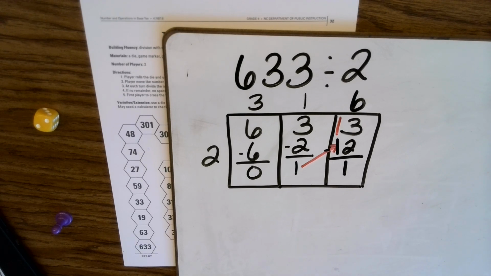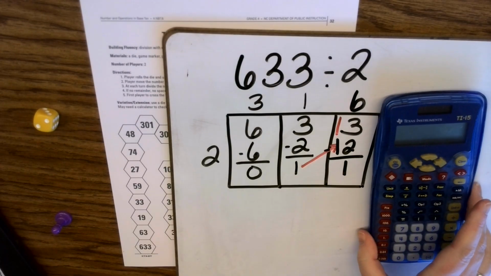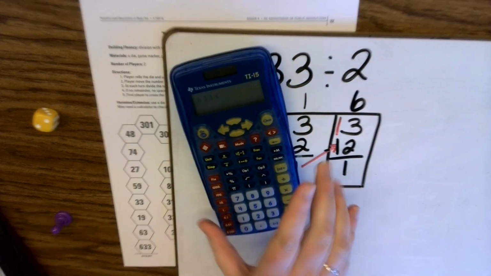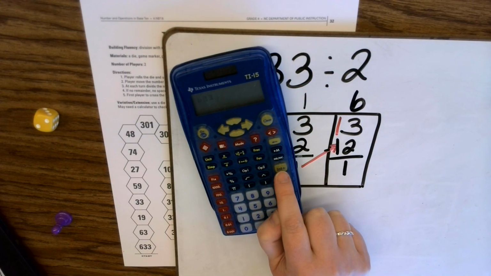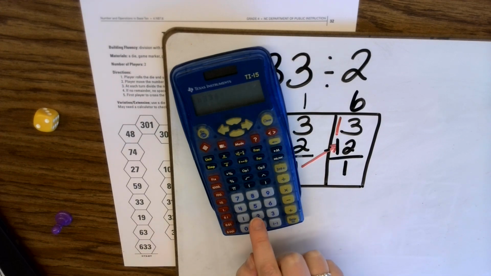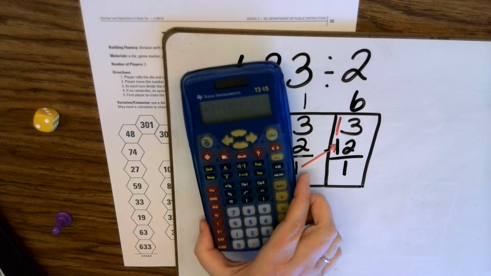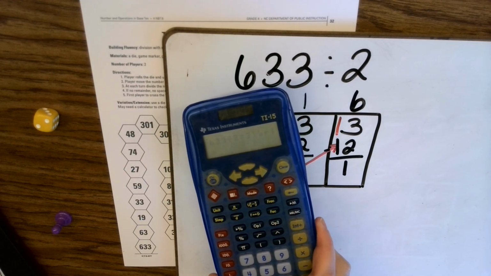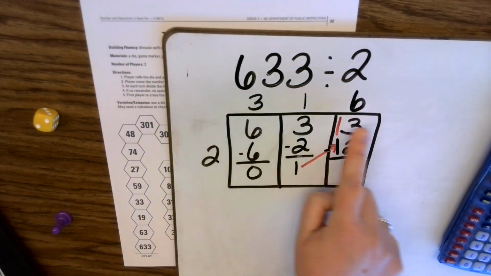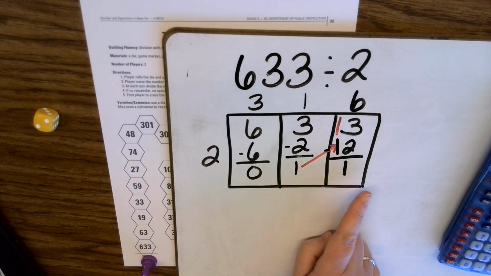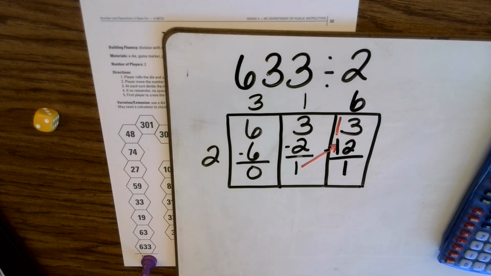So your partner is going to pull out the calculator and they're going to actually solve it on the calculator. 633, remember, we do not hit the regular divide button. We hit INT divide. Hit the INT divide and then type in 2. And when you do, it should give you the same answer, 316R1. 316R1.